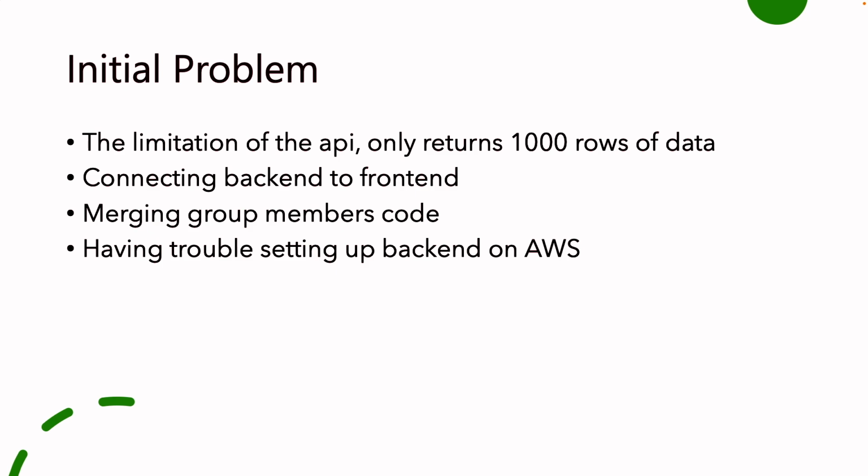We had problems merging code. We're implementing different types of functionalities, but they achieve the same goal, and they don't match up with what both of us were doing. So it's a little bit of a problem for us. Having trouble setting up the backend on AWS. We're trying to do something that is a little more involved, so we're still having a problem doing this.